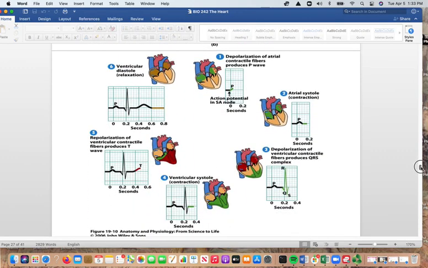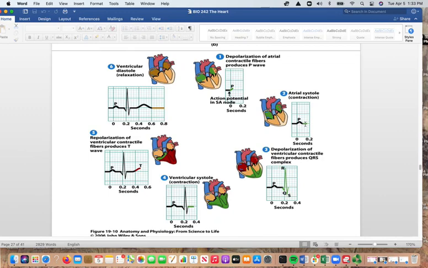So this picture is nice because it's showing what's going on with the heart while this is happening. So here you've got depolarization of the contractile fibers. So you're starting the P wave. You can see up here, that means the atria are starting to contract. Then we go into the atrial systole, and we move here beyond the P wave, just beyond the P wave.